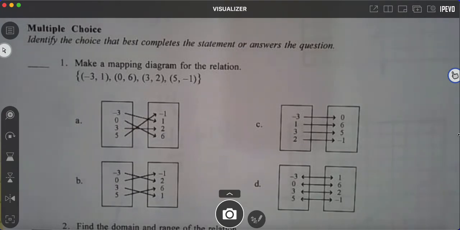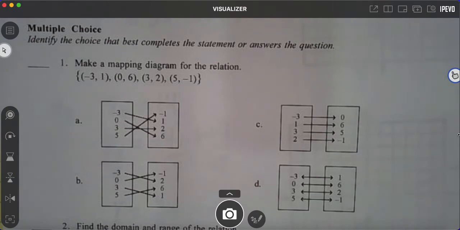Okay, now make a mapping diagram. Which one of these matches? My x values are -3, 0, 3, and 5. Then I list my y values, and I should have -1, 1, 2, and 6. Just make sure that they all map correctly. Everybody gets that? And it's A? Yes, we understand number 1.